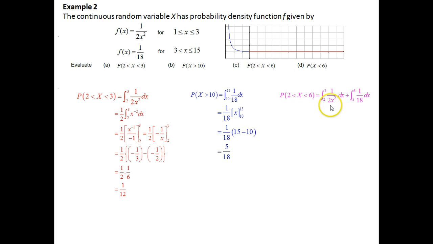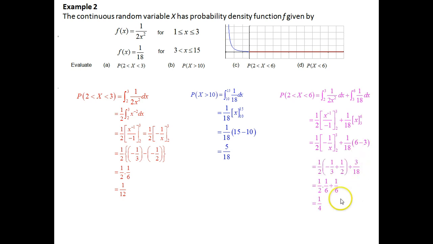Between 2 and 6, now I need to do between 2 and 3, and then between 3 and 6, as I have two different functions. So between 2 and 3, I'm taking the half out, I'm integrating 1 over x squared, which becomes minus 1 over x, to the minus 1 over minus 1. My 1 over 18, take the 18 out, integrating a 1 becomes an x. I put the values 3 and 2 into the first one. I'll take them away. I put the values 6 and 3 into the second one. And I get an answer which becomes a quarter. So 2 to 3, which I had originally anyway, I could have just put that in. And then from 3 to 6, I did the second equation.